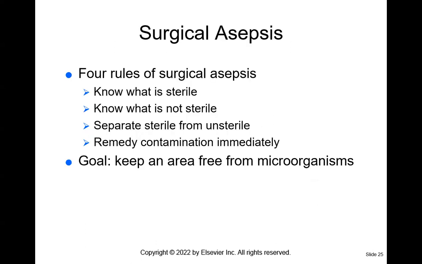All right, let's talk about surgical asepsis. So there are four rules of surgical asepsis. Number one, we need to know what is sterile. Number two, what is not sterile. Number three, separate sterile from unsterile. Number four, remedy contamination immediately. Okay, because our goal when we are working in a surgical aseptic environment is to keep the area free from microorganisms.